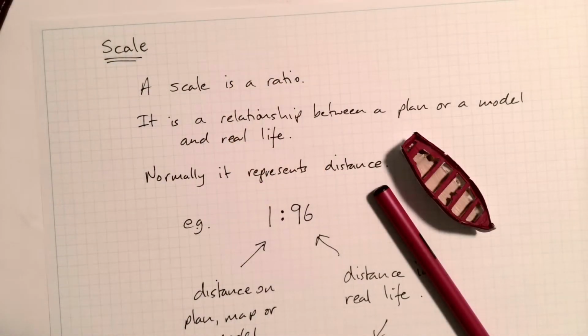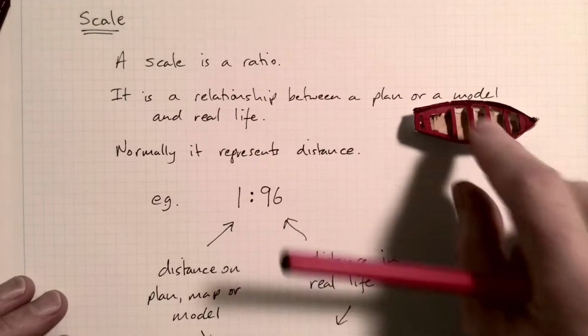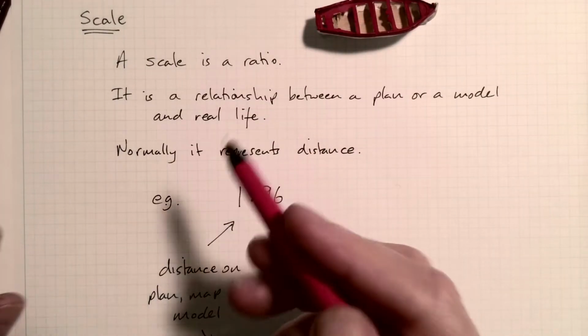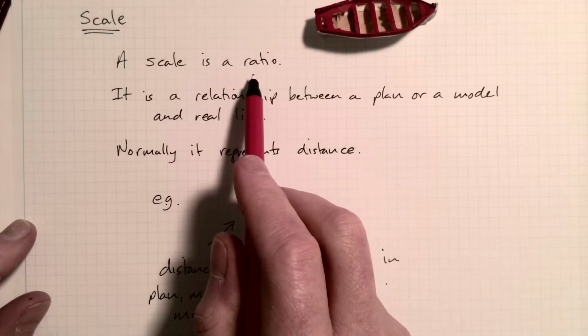So let's have a look at the board, and we'll see what we've got on there. There's my wee boat, and we'll see exactly how that's going to work. So let's just go through the notes. Scale is a ratio. Nice and simple.